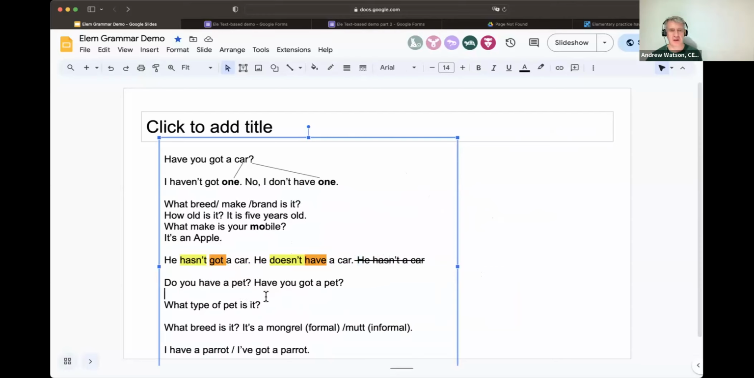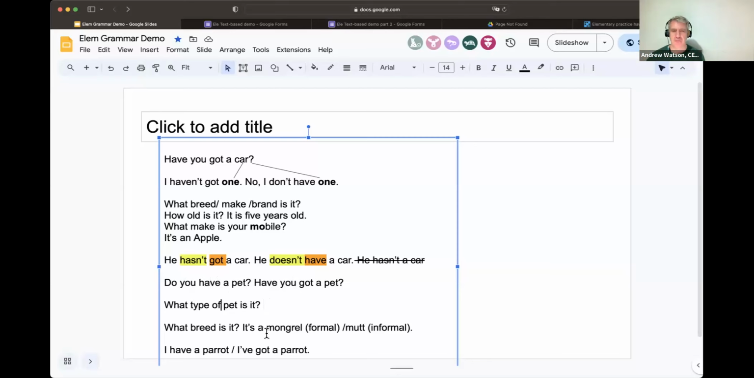So we can say, do you have a pet? Have you got a pet? Both are possible. Now in British English, we tend to use have got a bit more than do you have. Whereas the Americans, they tend to say, do you have? A little bit more.